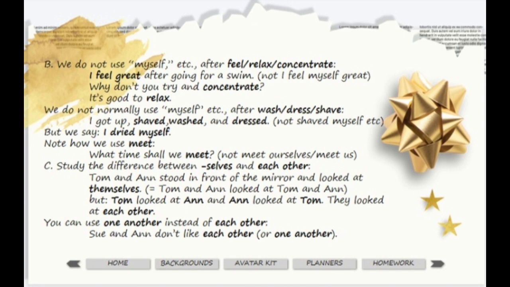C. Study the difference between self and each other. For example, Tom and Anne stood in front of the mirror and looked at themselves. It means Tom and Anne looked at Tom and Anne. But Tom looked at Anne and Anne looked at Tom. They looked at each other. You can use one another instead of each other. For example, Sue and Anne don't like each other. It means or one another.